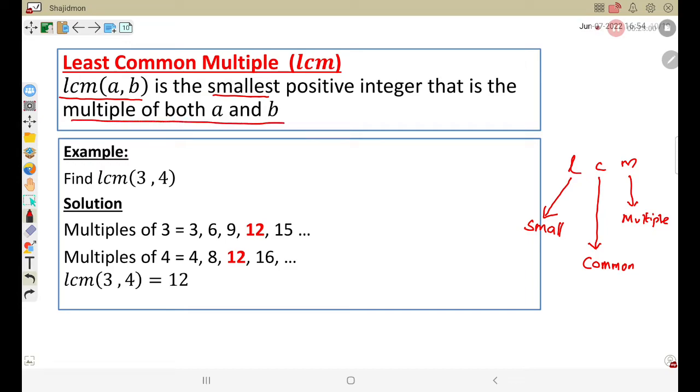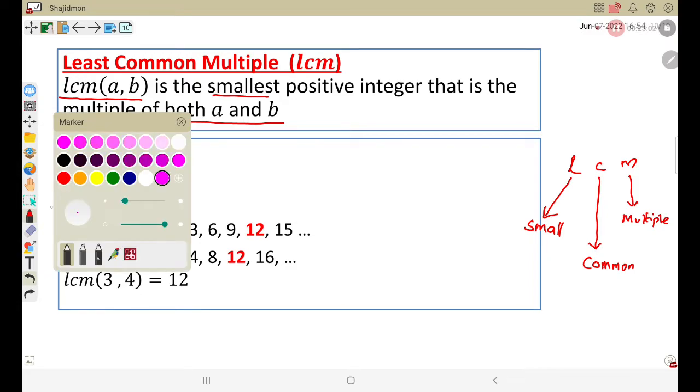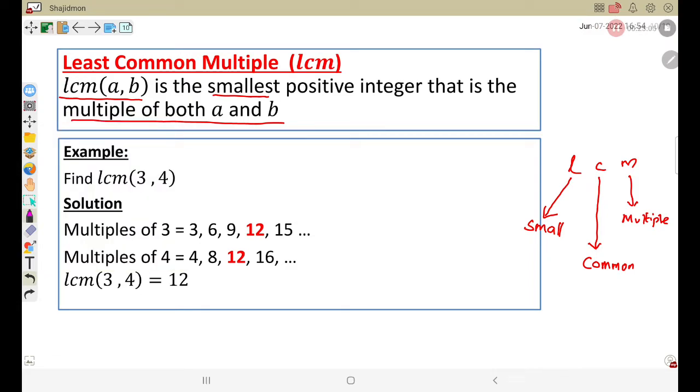For example, to make it clearer, LCM of the numbers 3 and 4. So what will we do? First we write the multiples of the number 3. Multiple means just 3, then 3 plus 3 is 6, 6 plus 3 is 9, 9 plus 3 is 12, 12 plus 3 is 15, 15 plus 3 is 18, like that it is going. In this recorded class we are discussing the meaning of multiple. Same idea. Then we write the multiples of the number 4. 4 plus 4 is 8, 8 plus 4 is 12, 12 plus 4 is 16, 16 plus 4 is 20, like that it is continuing.